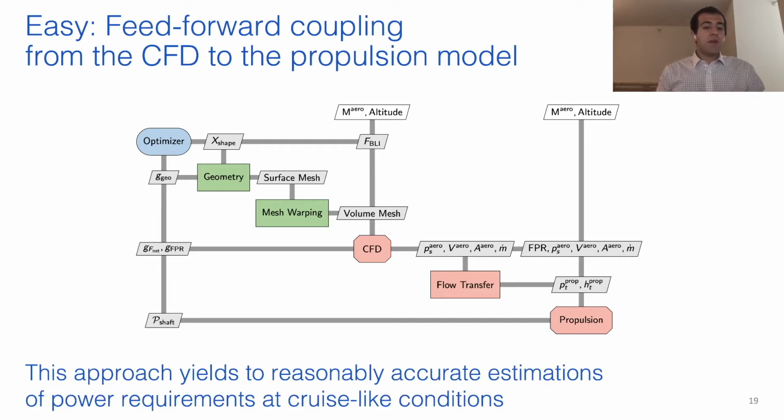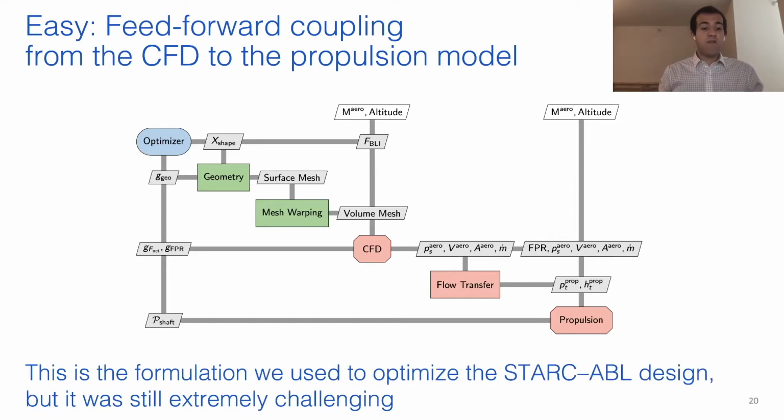And this approach yields reasonably accurate estimations to power requirements at cruise-like conditions where the non-ideal losses are negligible compared to the shaft power required to operate the fan. And this is the formulation we used to optimize the Stark ABL design, but it was still extremely challenging.